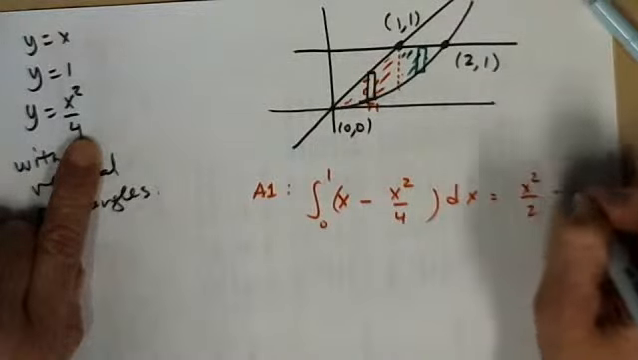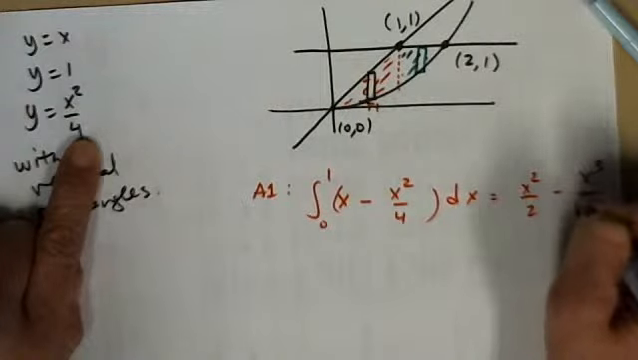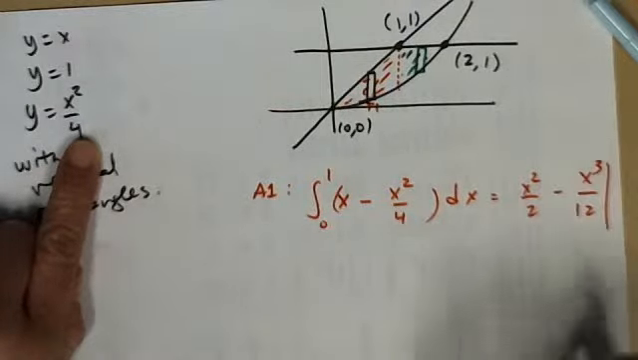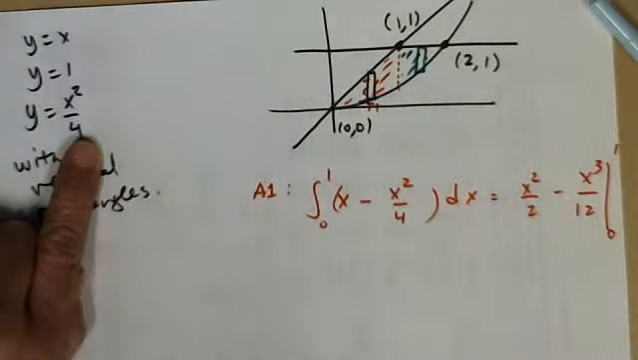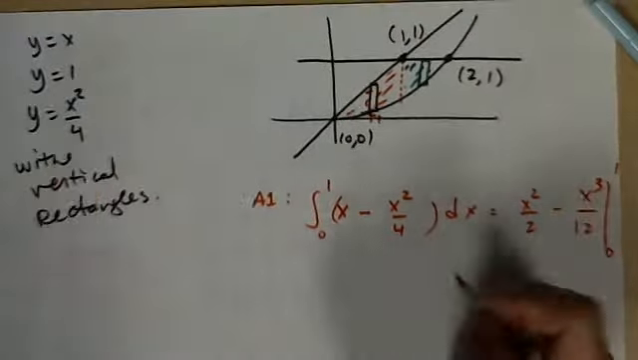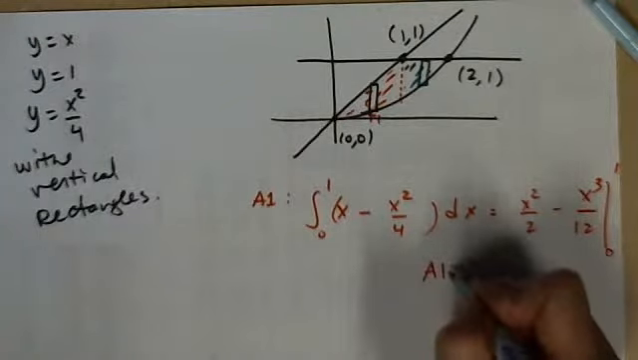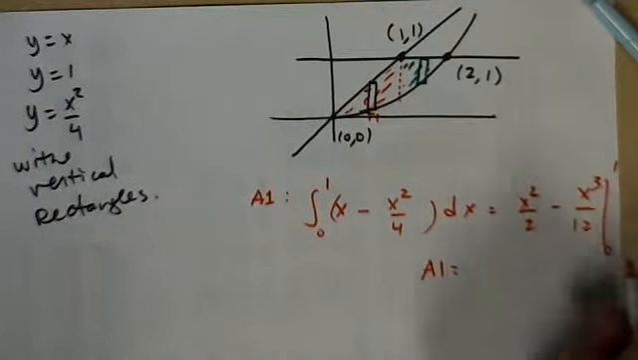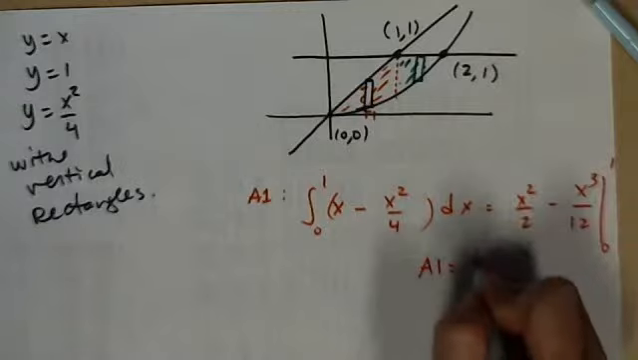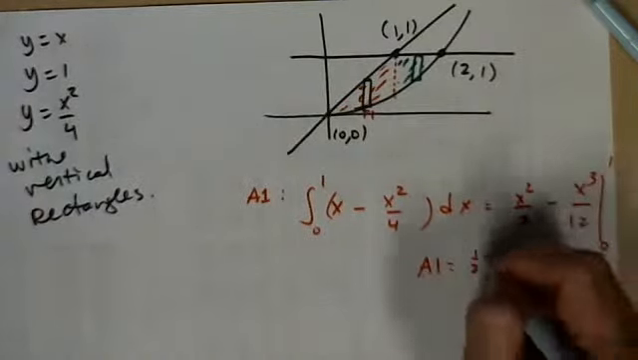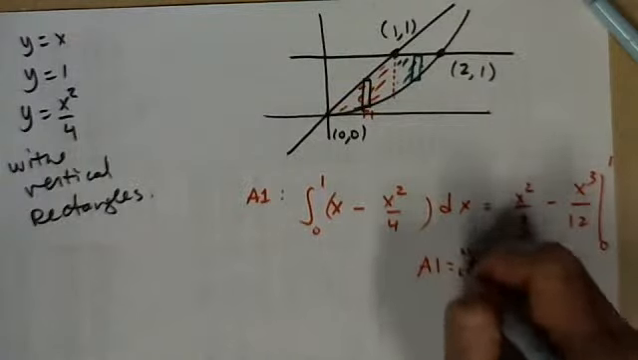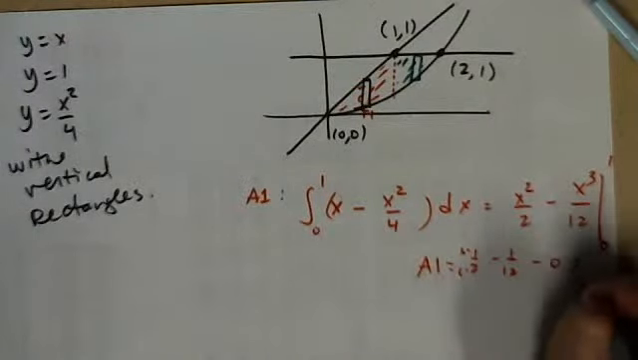Add 1, divide by the new. Add 1, divide by the new. Between 0 and 1. So this is saying that A1, my orange area, should be 1/2 minus 1/12 minus 0. So 6/12 minus 1/12, which is 5/12.